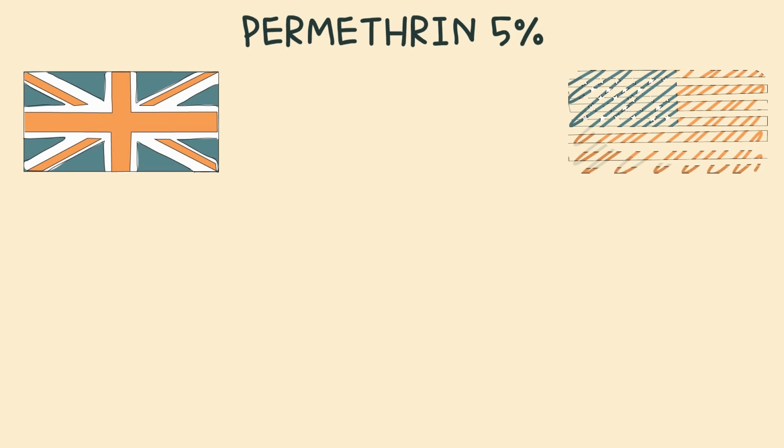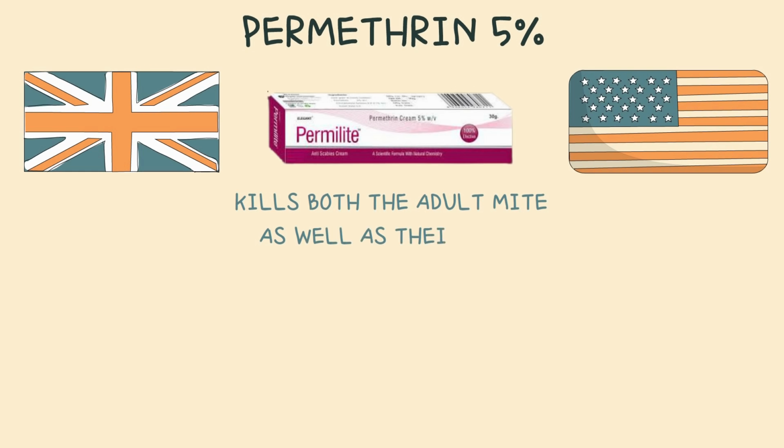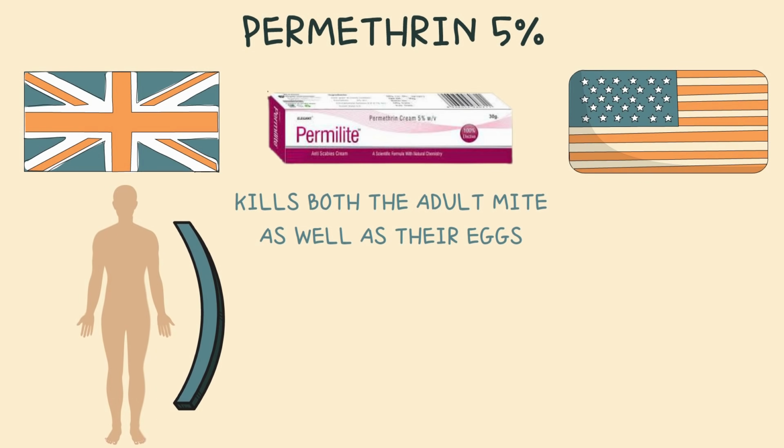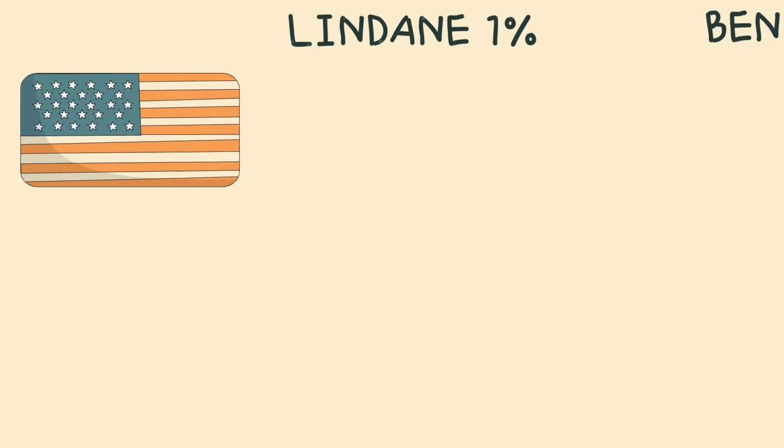Permethrin 5% cream or lotion is the most commonly used first-line topical therapy for treating scabies. Permethrin kills both the adult mite as well as the eggs and is therefore highly effective after a single application. However, in practice, the prescribed regime often involves 2 applications, which is to be applied to the full body from neck down, and 8 to 14 hours of contact period is required. So we generally tell our patients to apply it in the night and wash it off in the morning.